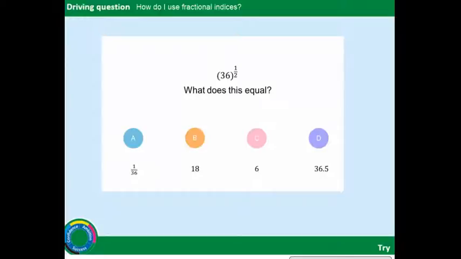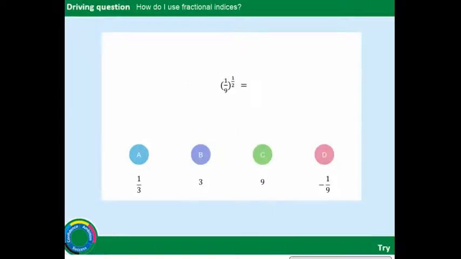Right, now let's go on to our quick fire questions. 36 to the power of a half, what do you think, A, B, C or D? Okay, well, power of a half means that I square root, so I'm going to find the square root of 36, which is 6. 1/9 to the power of 1/2. Okay, I've got power of 1/2 again, so I'm going to square root 1/9. Square root of 1 is 1, square root of 9 is 3, so the square root of 1 over 9 is 1 over 3.